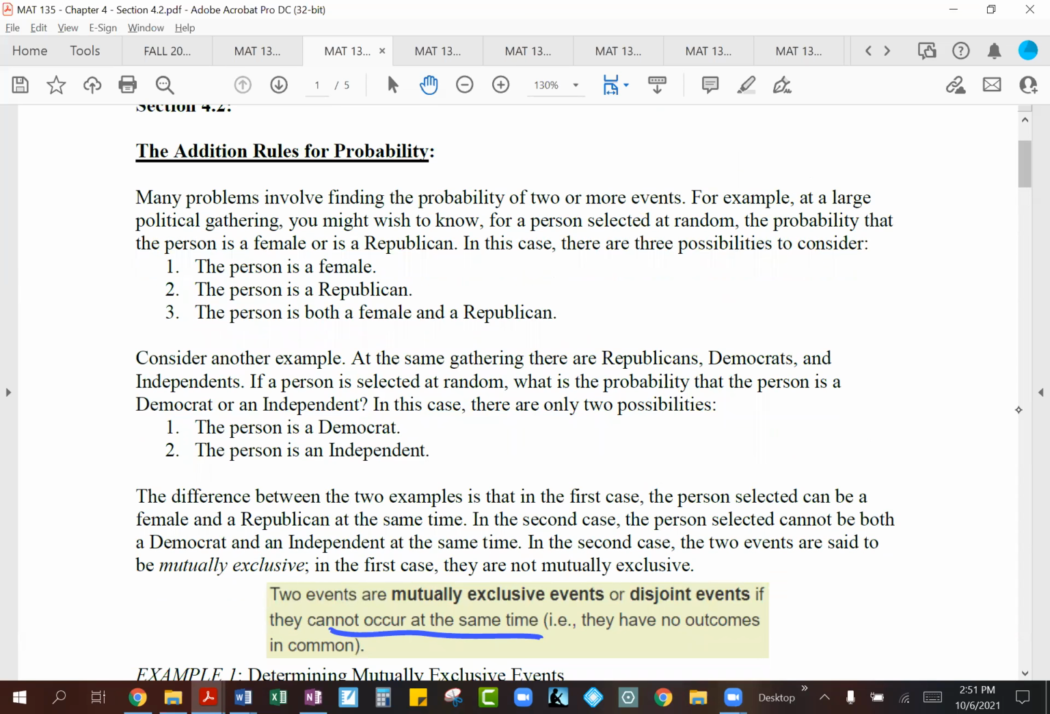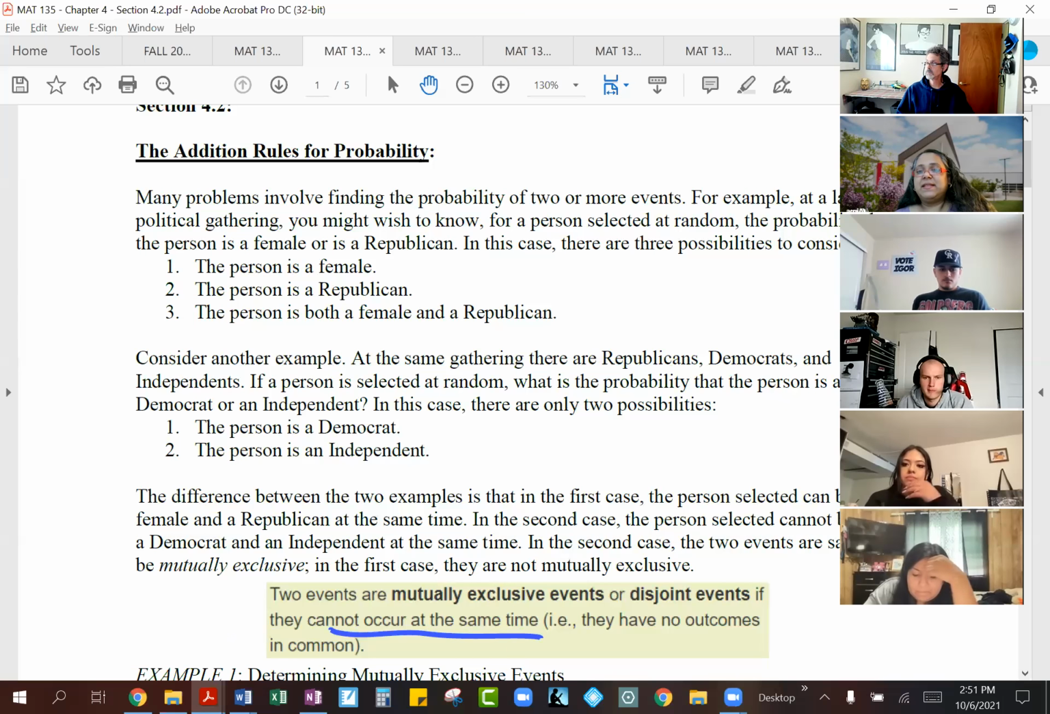What if the person is female, the person is Republican, the person is both female and Republican? Yes, this can happen at the same time. The person can be female and still be Republican. However, in the second example, the person is a Democrat and the person is an independent. This cannot happen at the same time. You either identify yourself as a supporter of the Democratic Party, or you say you're an independent and don't go with either of the two parties. Whereas being female and being Republican can happen at the same time.